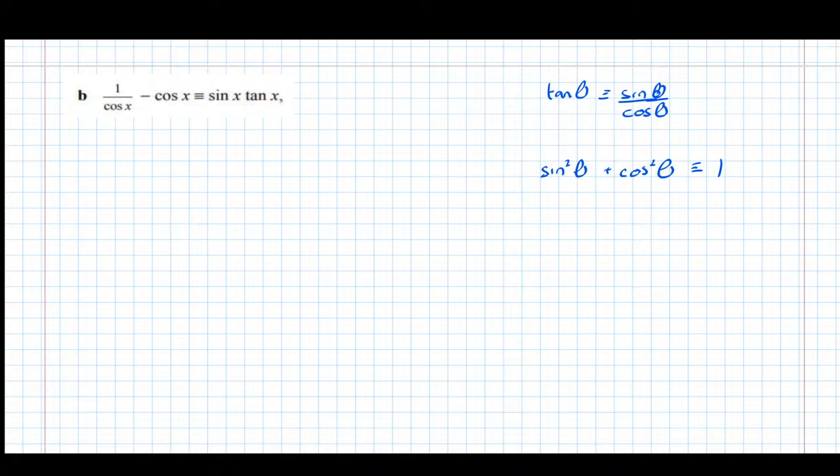So with this one, I'll give you a clue. Add these as fractions, or subtract as the case may be here. Try and combine these over a single denominator. So that's the case. 1 over cos x minus cos x over 1. So we've got 1 over cos x. And to give this a denominator of cos x, we're going to times both top and bottom by cos x, to get cos squared x over cos x.